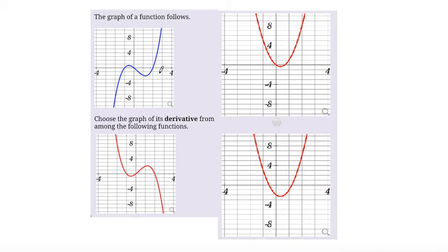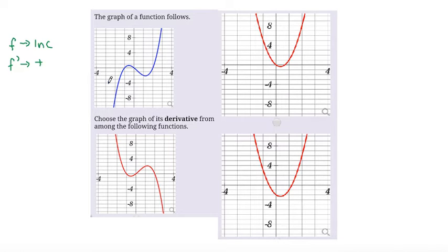So one simple way to start is to first find where the function is increasing. So we're going to use a rule that if the original function is increasing, then that means that the derivative is positive. So let's trace on this graph, starting from the left-hand side, where the original function is increasing.